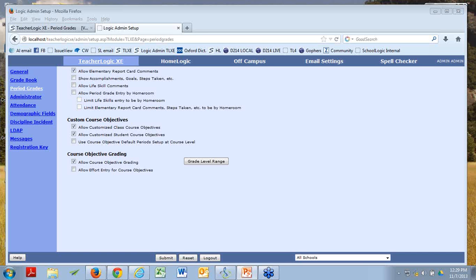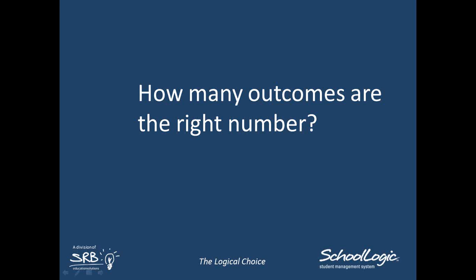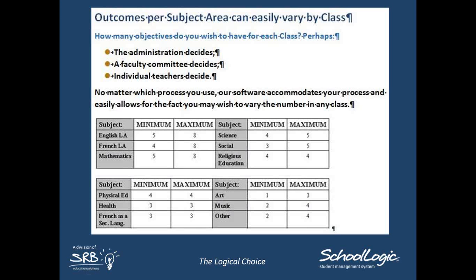Now, at this point in the process, somebody might ask, well, how many outcomes are the right number? Because we just gave you a whole bunch of choices, right? Either the school and or district decides at the course level, or as you've just seen, the teacher decides at either the class level or the student level. Well, how many outcomes are the right number? And you know what? That's an individual answer. The number of outcomes can vary by subject area, can vary by class. It's not for us to tell you, okay?